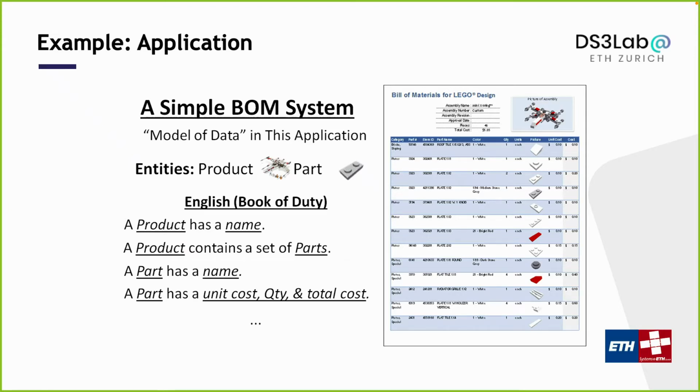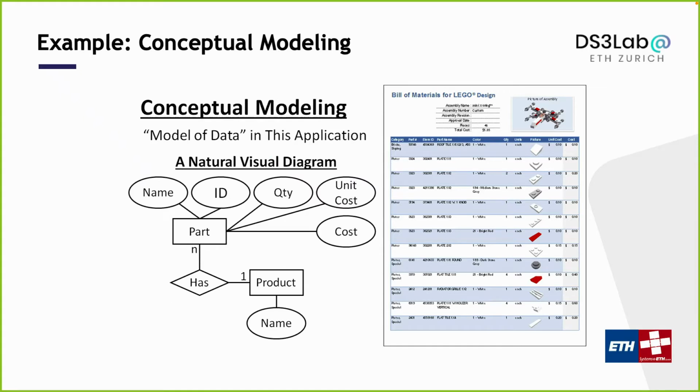Concretely speaking, I can write down an English description about what we mean by all the data we put into the application. There's a product, that's part. Each part has a whole bunch of properties. So the very first step is to take this vague and imprecise description in human language and write that down precisely as a conceptual model.